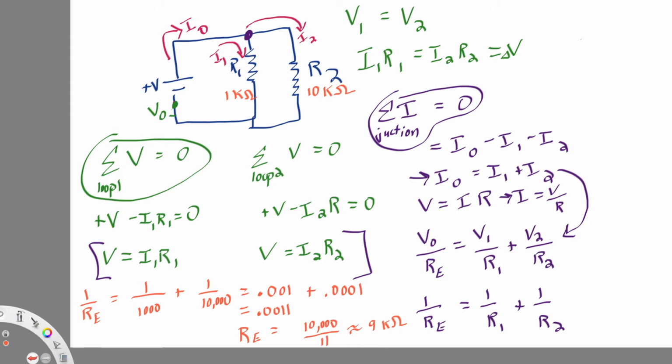Questions or comments? Nothing? How did you get 10,000 over 11? I guess 0.0011 is the same as 11 over 10,000. So the reciprocal of that is 10,000 over 11.